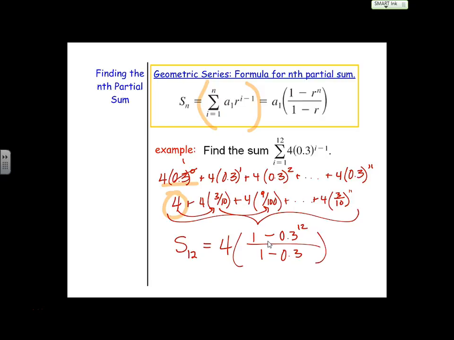Now, let me show you why, once again, this would be a calculator problem. If they wanted you to find a final answer, am I going to expect you to do that to the 12th power by hand? Definitely not. So this would be a calculator problem, and you would plug and chug, and you would be able to solve.